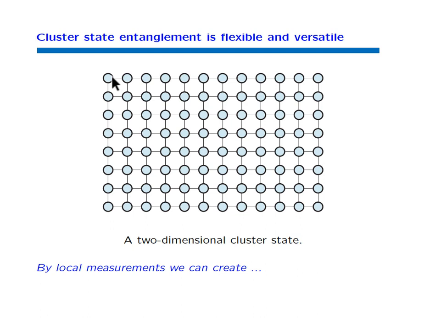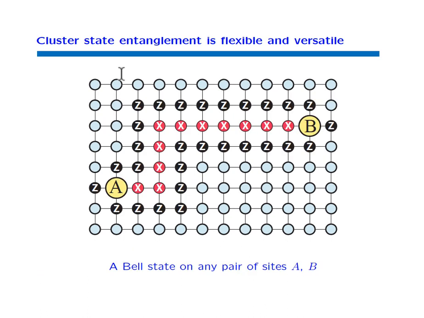And the point is that cluster state entanglement is very flexible and versatile. Here comes the first example. So you see, we are now measuring a bunch of qubits on the cluster. Wherever you see a z, this means that the respective qubit is measured in the eigenbasis of sigma z. And wherever you have an x, this means you measure in the x basis. And those qubits a and b, they remain unmeasured.